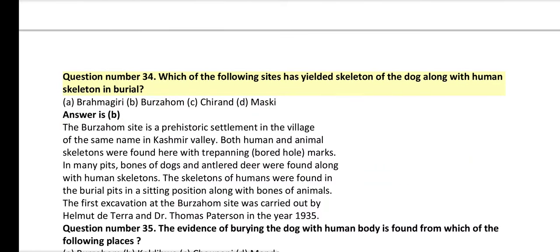Question number 34. Which of the following sites has yielded skeleton of the dog along with human skeleton in burial? A. Brahmagiri. B. Burzahom. C. Chirand. D. Miski. Answer is B.